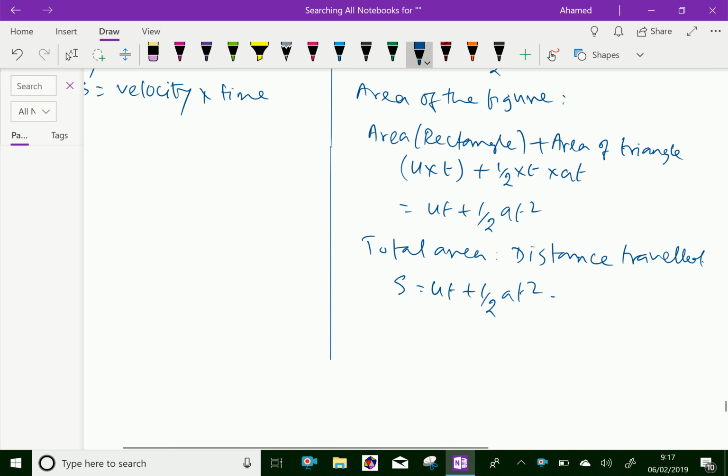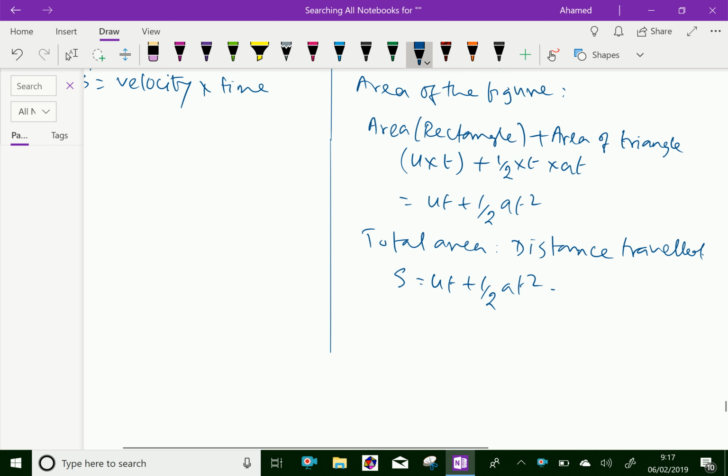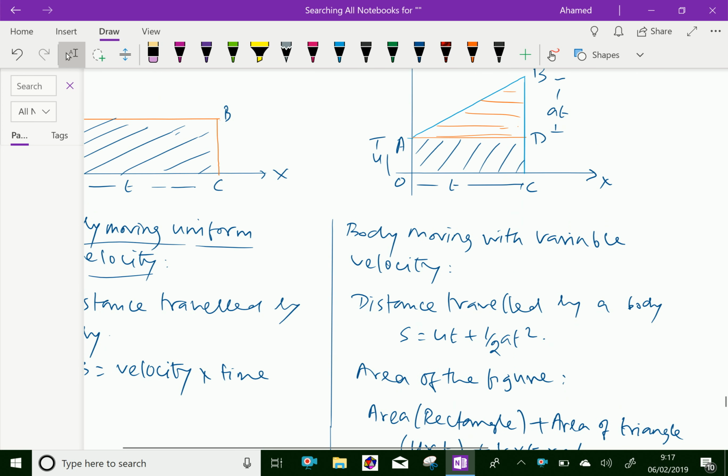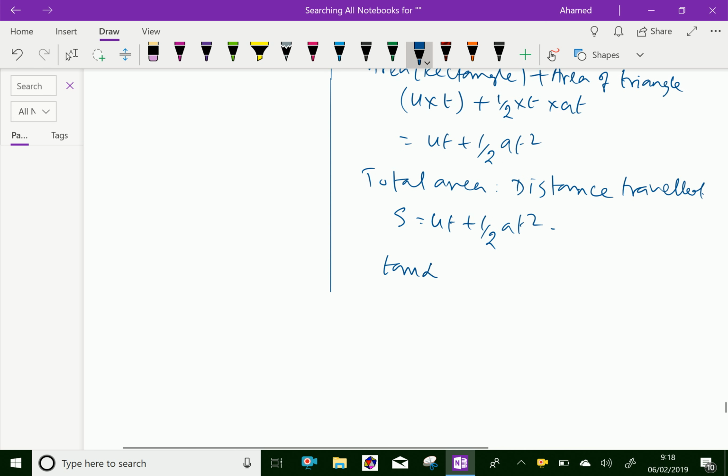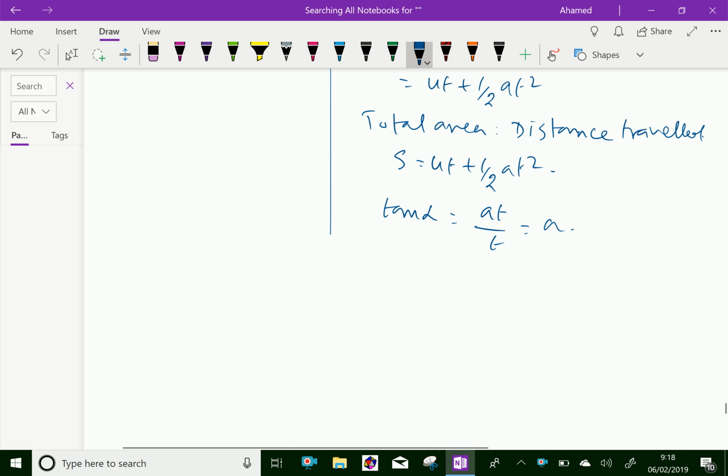From the figure we can also see, suppose this angle here is alpha, then tan alpha equals at by t, that is height by horizontal, which is t, which gives a. Means here the acceleration can be represented as tan alpha in the figure.